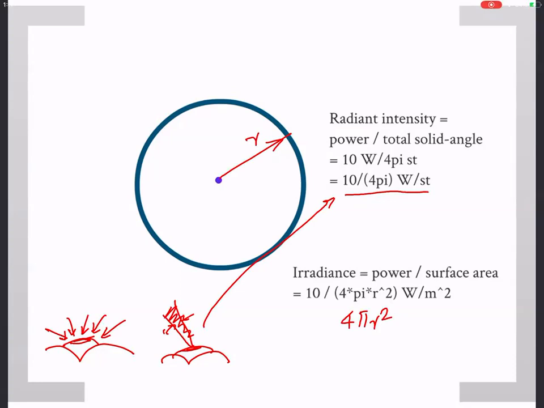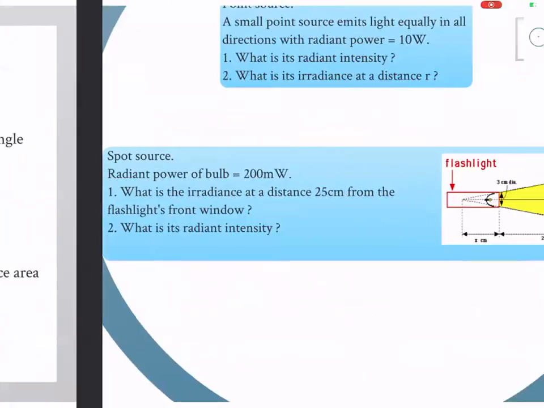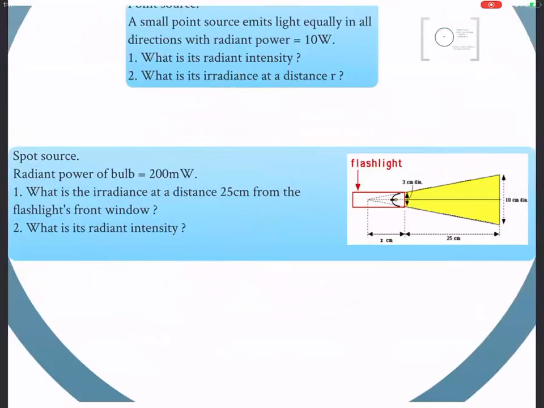Okay. The next question, let's increase the complexity a little bit more. So let's imagine we have a flashlight. The radiant power of a bulb with 200 milliwatts is being emitted. What is the radiance at a distance of 25 centimeters from the flashlight's front window, and what is its radiant intensity?